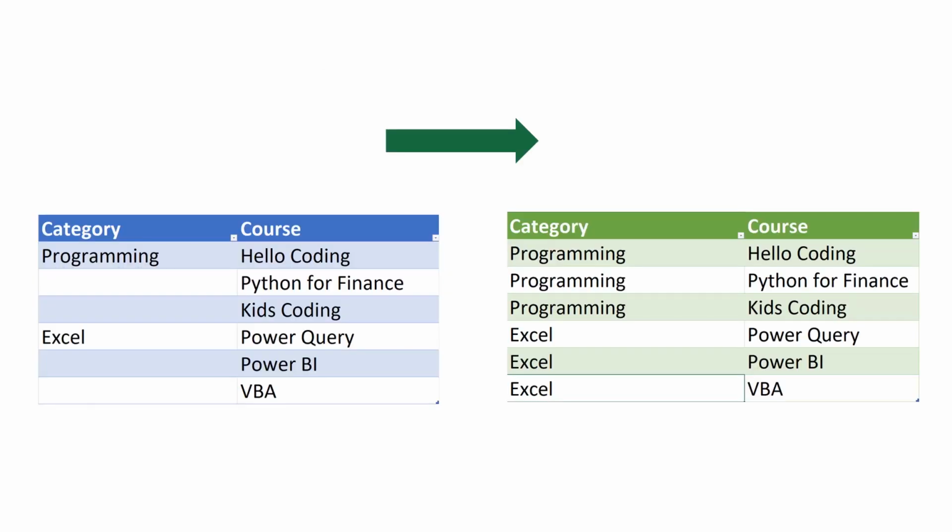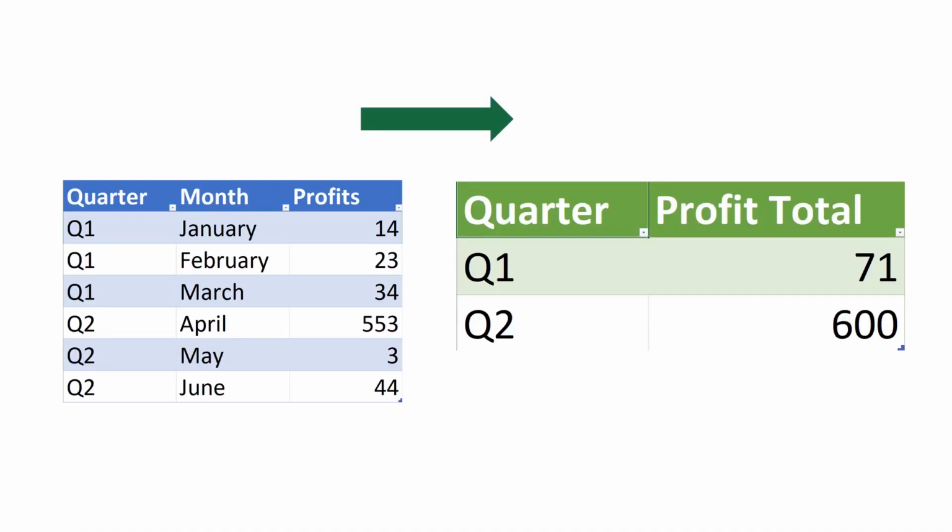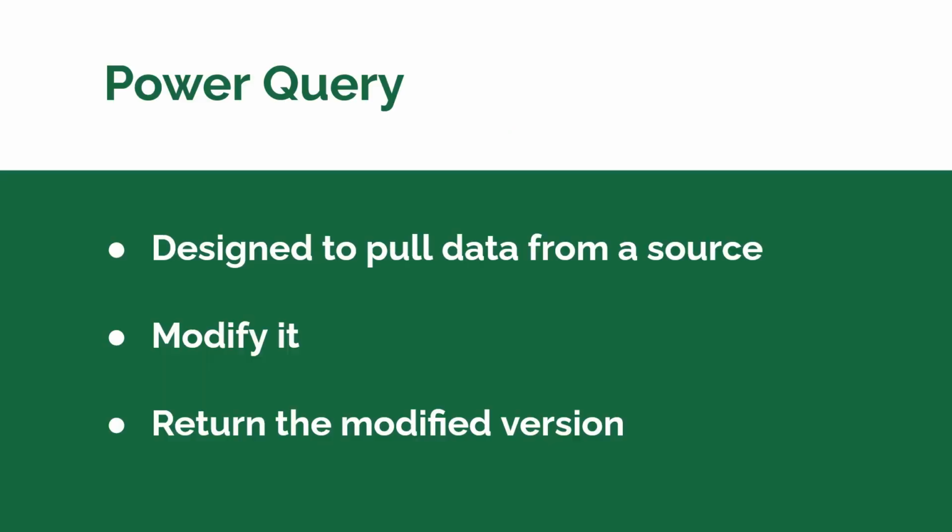Here's an example of Power Query. You can take a table and fill in empty cells. With Power Query, it's easy to import and transform data in ways that it would be hard to in Excel. For example, here, you can also aggregate data, filter it, clean it, manipulate it, transform it. You can take a bunch of data about profits per month, and you can translate that into profits per quarter.